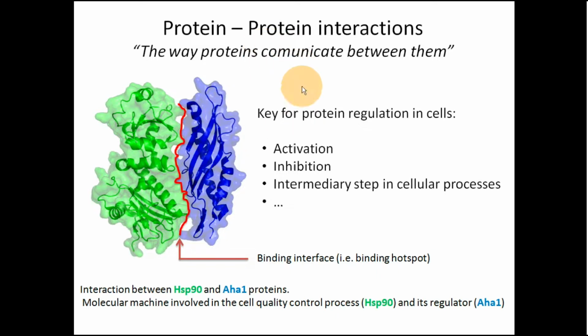When they interact with each other, you form the so-called binding interface or binding hotspots. This interaction surface is very important to understand how it works, and we want to know this at a molecular level. One of the applications that we are going to work with today is an application that allows us to study protein-protein interactions at a molecular level.